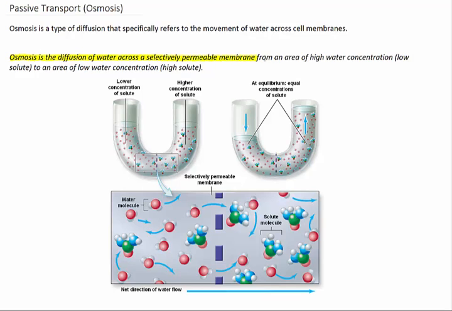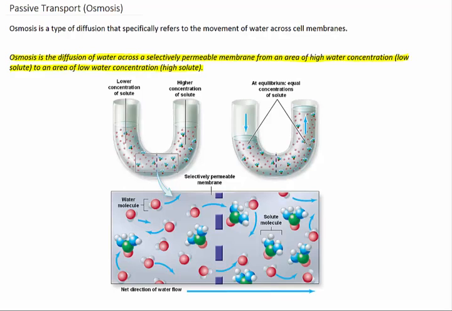The definition of osmosis is the diffusion of water across a selectively permeable membrane from an area of high water concentration or low solute concentration to an area of low water concentration or high solute concentration. As the water is moving down a concentration gradient, it does not require any energy to do so and is therefore a form of passive transport.